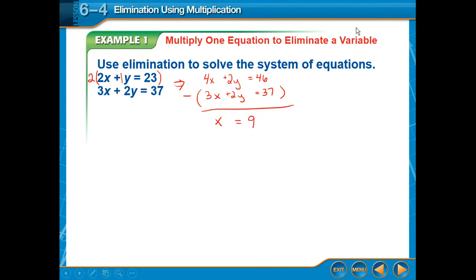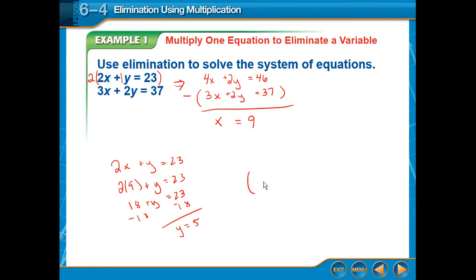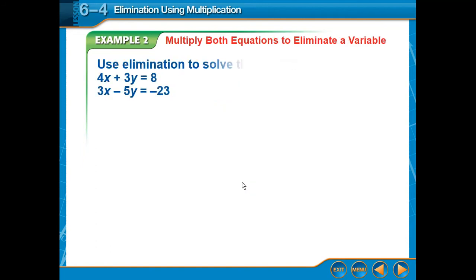And then I just want to take that and plug it back into one of my equations so that I can figure out what y is. So I'm going to take the first one, 2x plus y equals 23, and put in that 9 for x. So I get 18 plus y equals 23. Subtract 18, and I get y equals 5. So the solution to this one is (9, 5). Okay, so that's elimination by multiplication.